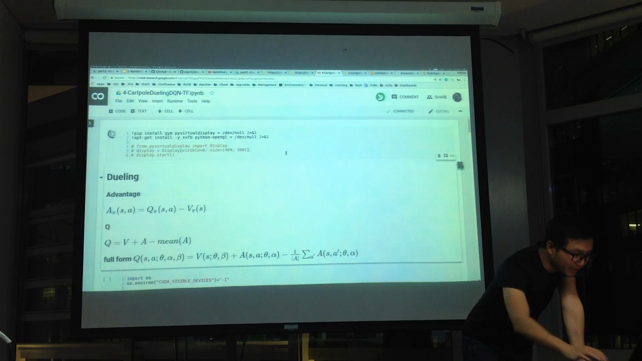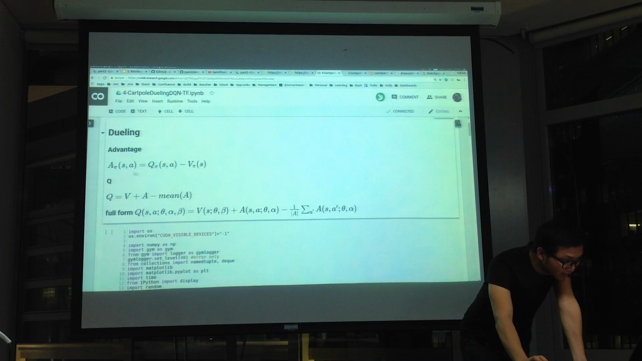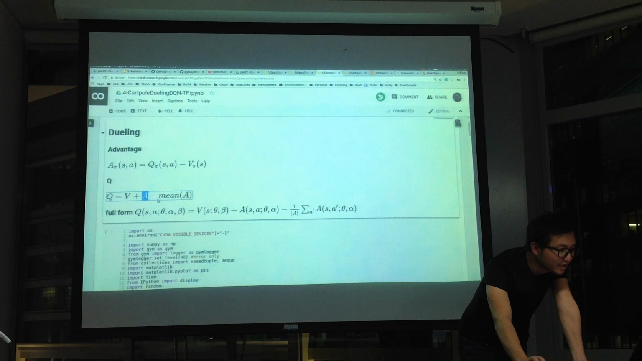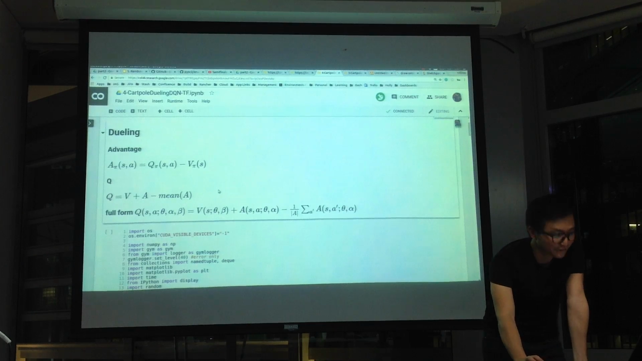From an exercise perspective, I think this is an interesting one to do. So the normal Q value is just that, right? But in this scenario, we actually have an advantage, where the advantage is Q minus V. In simple terms, you calculate the V and you calculate the advantage. You do V plus A, and then you subtract the mean of A from that.